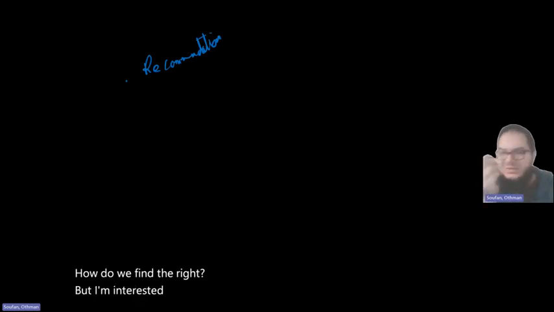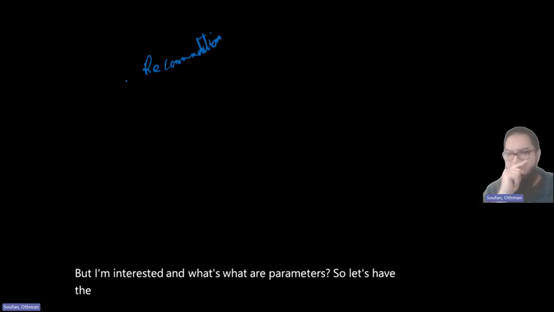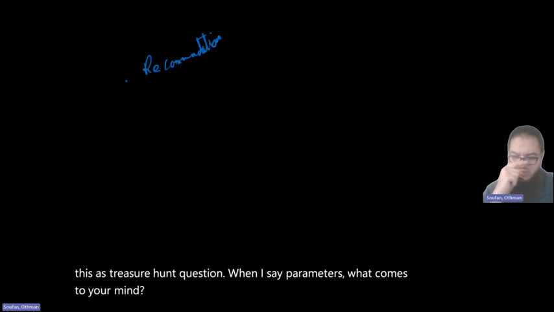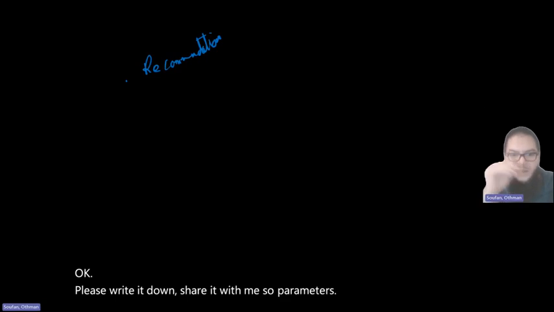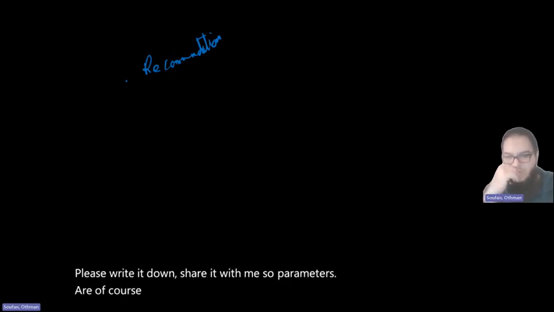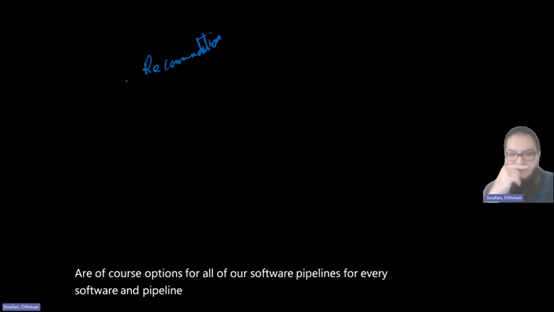How do we find the right parameter set? And what are parameters? So let's have this as a treasure hunt question. When I say parameters, what comes to your mind? Okay, please write it down, share it with me. So parameters are, of course, options for all of our software pipelines. For every software pipeline, you will find some set of arguments that you need to pass.